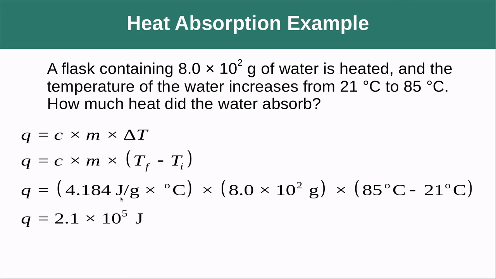Let's double check our units again. Here we've got joules per gram times degrees Celsius. We multiply that by grams. That cancels the grams here. We multiply that by degrees C. That cancels that one down there in the denominator. The only thing we're left with is a numerator of joules.